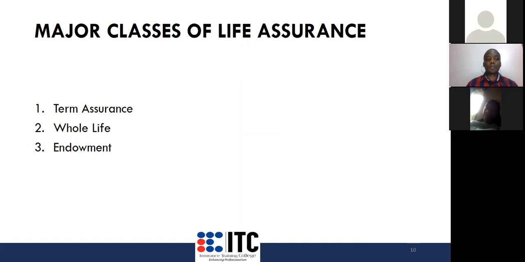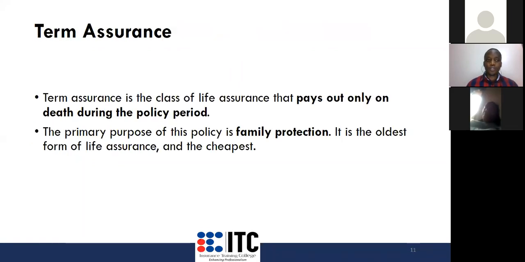So there is term assurance, that's the first one. And we have whole life assurance, or what is known as whole of life. And then endowment assurance. So those are the three major classes. They're the ones that we call generic classes of life assurance. So I'd like to just delve into term assurance.